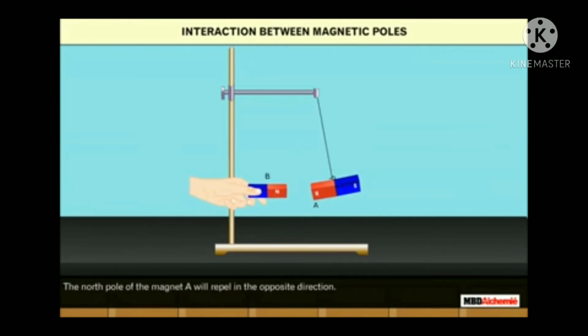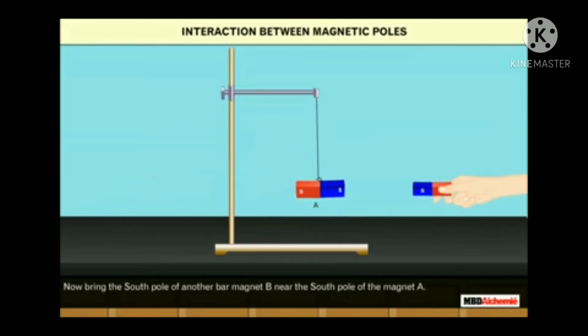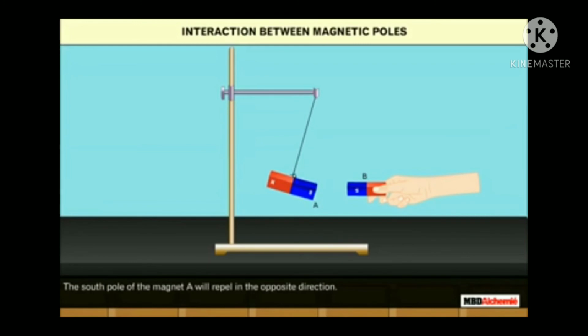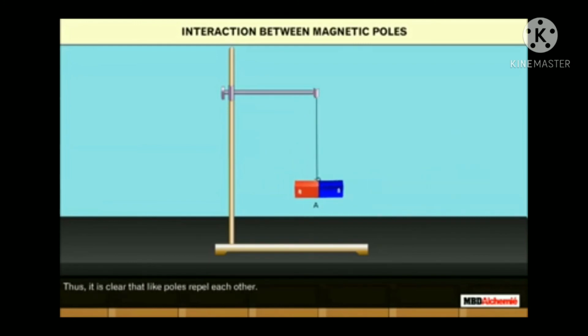Now bring the north pole of another bar magnet B near the north pole of magnet A. The north pole of magnet A will repel in the opposite direction. Now bring the south pole of bar magnet B near the south pole of magnet A. What will we find? The south pole of magnet A will repel in the opposite direction. Thus it is clear that like poles repel each other.